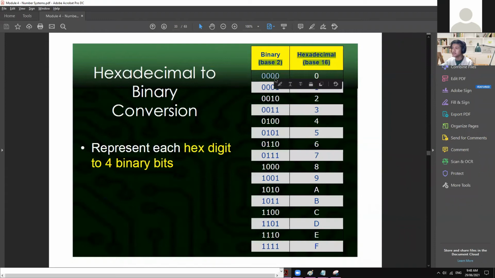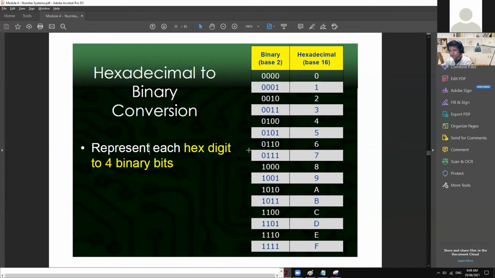So 0000 is equal to 0, of course, and then 0001 is equal to 1. And then 1111 is equal to F or equal to 15. But take note, when it comes to converting a hexadecimal to binary, you have to represent each hex digit to 4 binary bits, meaning you have to separate them by 4-bit. One character is 4-bit, another character is 4-bit, another character is 4-bit.